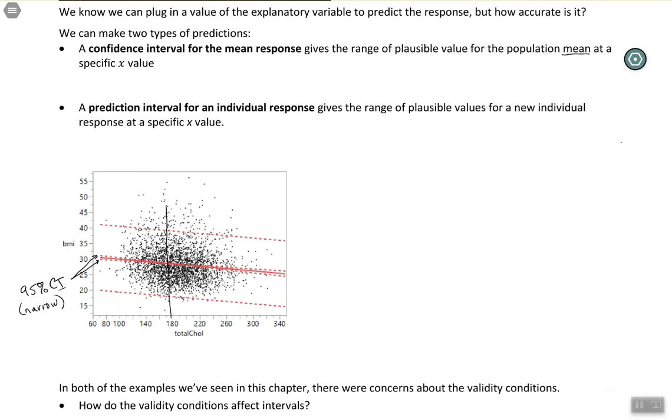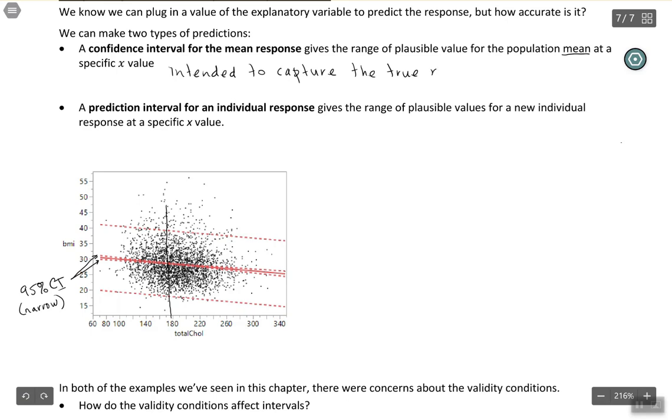Okay, so another way to think about this is trying to capture the true regression line. Right, the true regression line is showing you the mean response at any particular value of x. So this is intended to capture the true regression line.